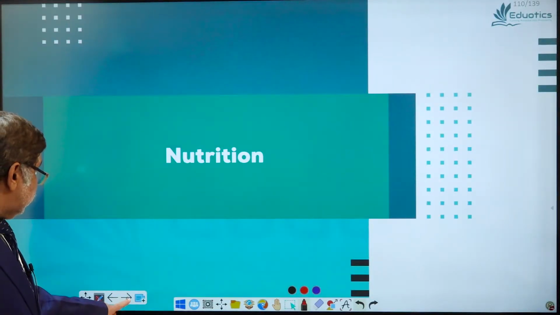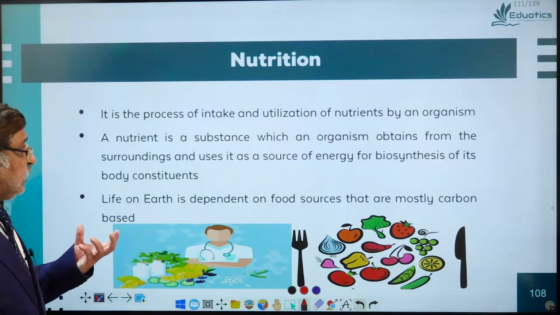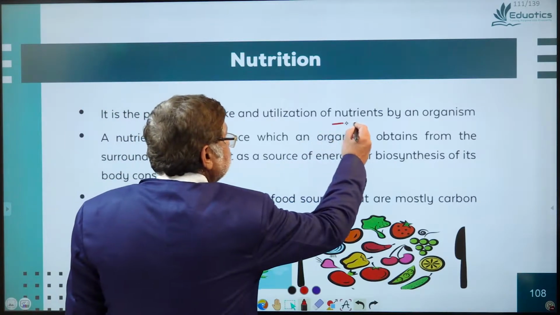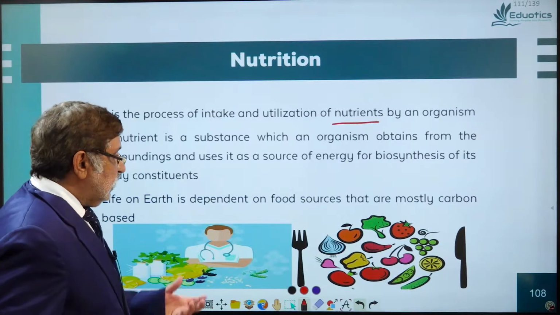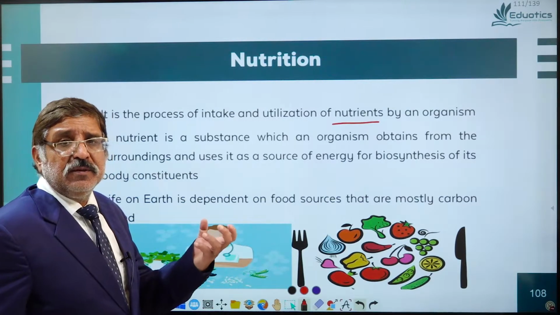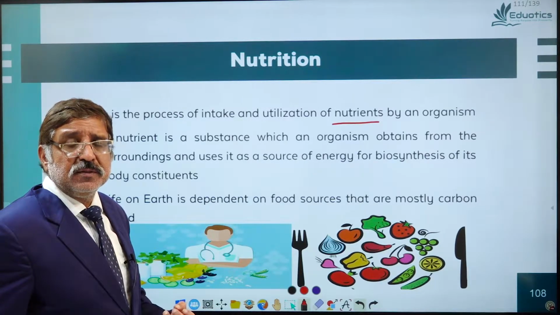Now we come to nutrition. Nutrition means to obtain nourishment, to obtain food, to obtain nutrients by organisms. This food can be prepared on its own or can be obtained from others. Plants are autotrophs, animals are heterotrophs.